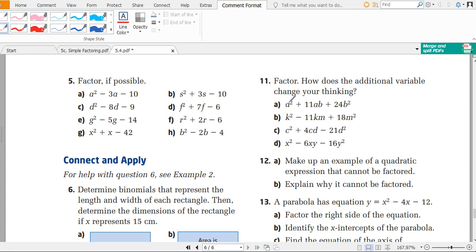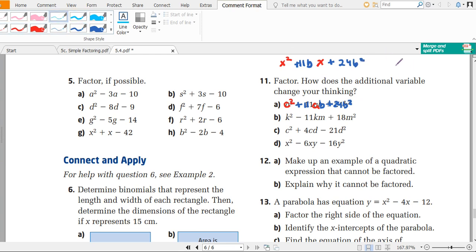Okay, let's try this again. My a squared and a, I'm going to treat this as my x squared and x, okay? Now, everything else, I'm going to treat as my coefficients. So plus 11b, which means in this case it'll be plus 11b. And then here I have plus 24b squared. So what does that mean when I'm trying to simple factor this?